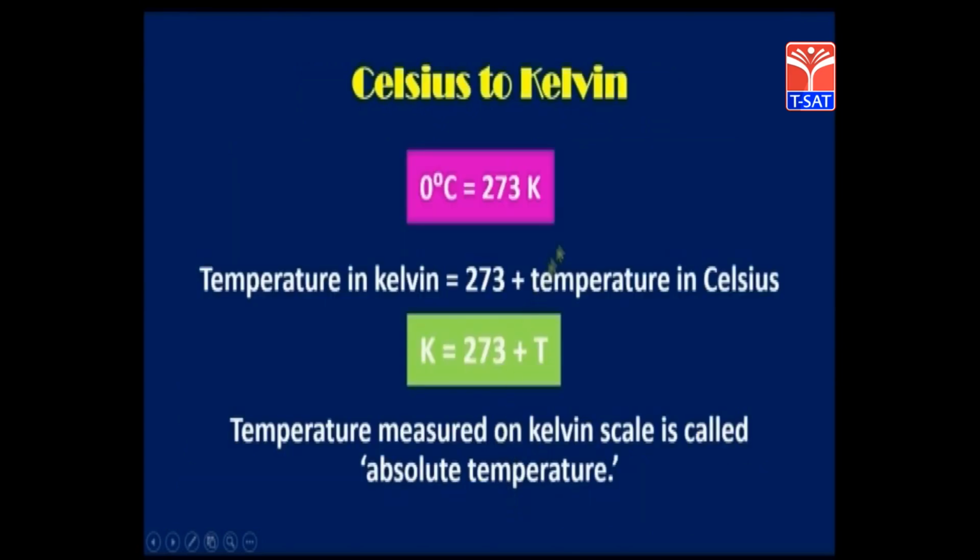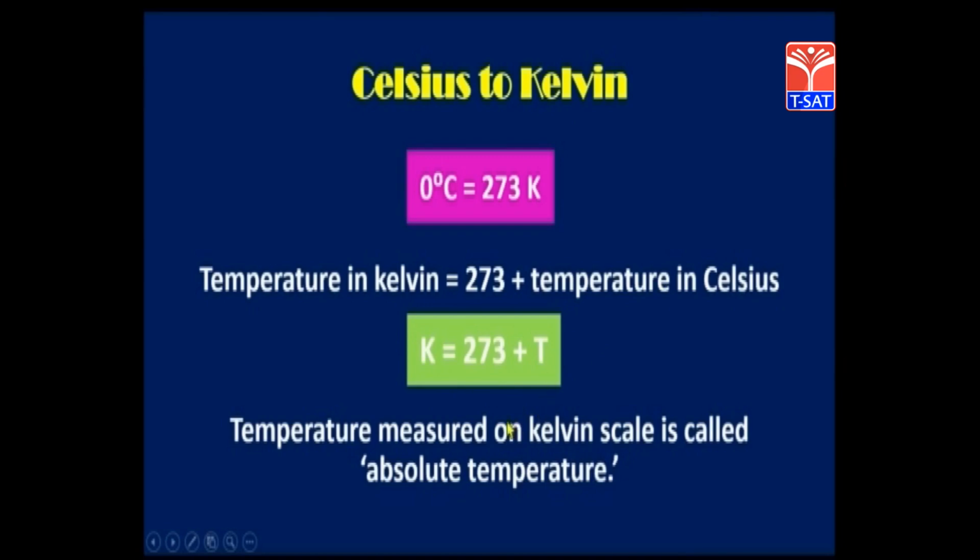We have a conversion here, children, from Celsius to Kelvin. 0 degree centigrade or 0 degree Celsius is equal to 273 Kelvin, such that if you want to calculate temperature on the Kelvin scale, then we have to add 273 to the temperature in Celsius. That is, let K be the temperature in Kelvin and T be the temperature in Celsius. Then K is equal to 273 plus T.